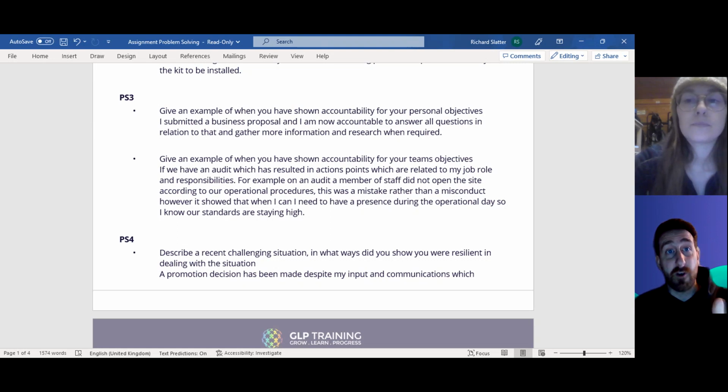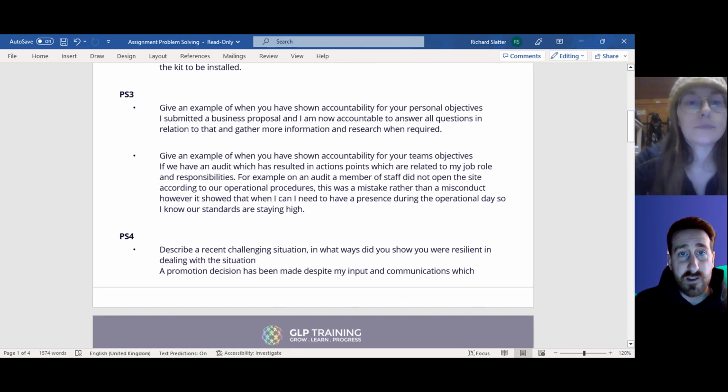Another area of that I'd made a note of, but you would actually go on to cover it in PS7, was that personal objectives would be like the SWOT analysis that you conducted, that you then created a personal development plan on the back of. But again, you've mentioned that in a later question, which is really good. Give an example of when you've shown accountability for your team's objectives.